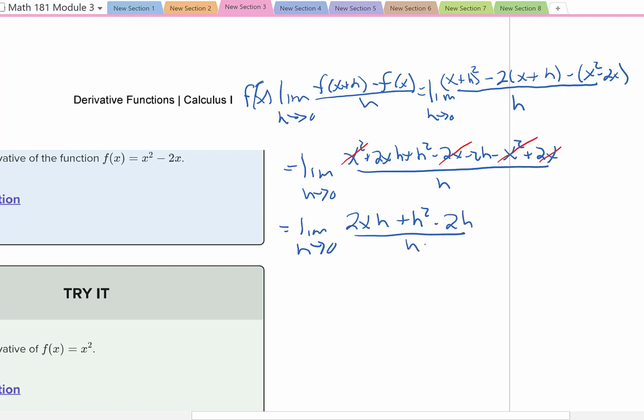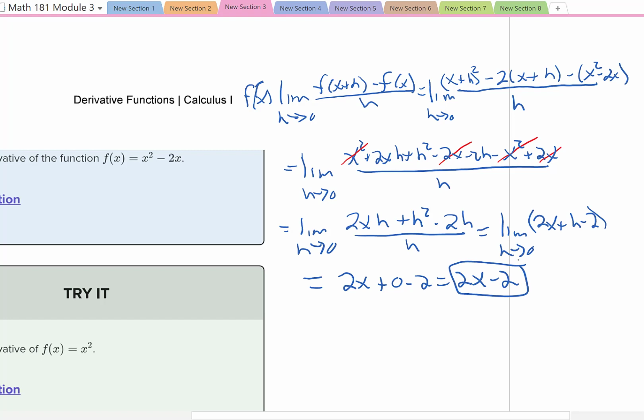And like I said, for the ones we did for the point, everything should have an h left in it so it can divide out with the h down below. That is for polynomials anyway. You can divide an h out of every term, so you have 2x plus h minus 2. Now if you apply the limit, you end up with 2x plus 0 minus 2, or 2x minus 2.